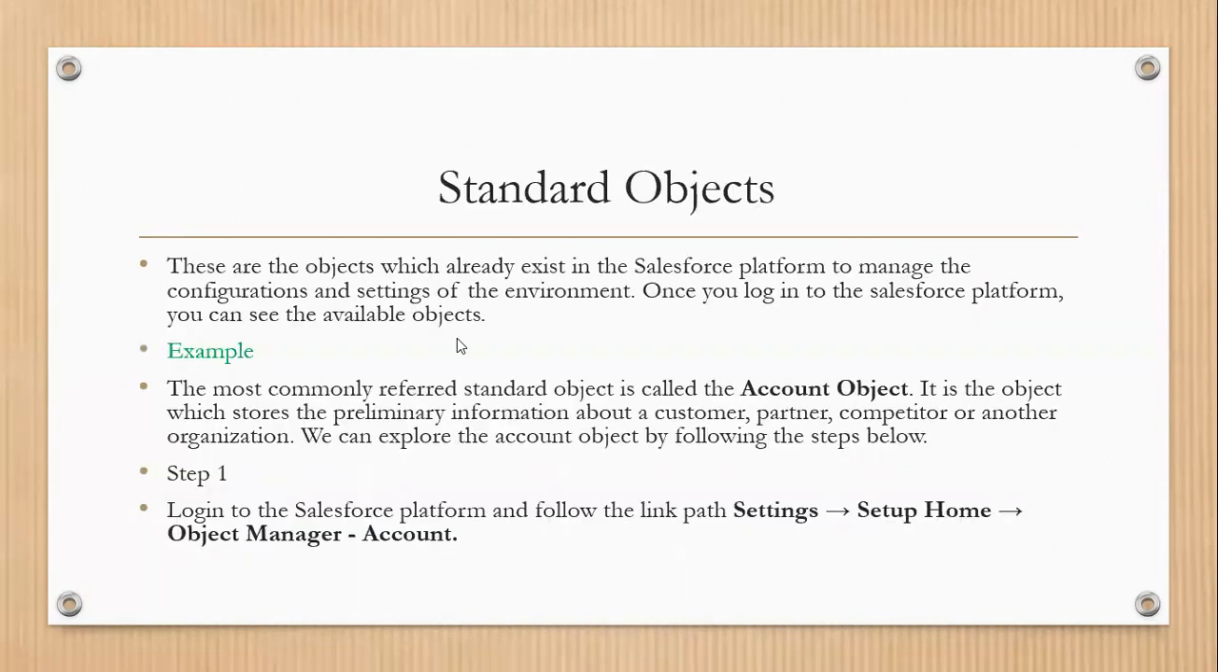Next, standard objects. These are the objects which already exist in the Salesforce platform to manage configuration and settings of the environment. Once you log in to the Salesforce platform, you can see the available objects. For example, the most commonly referred standard object is the Account object. It is the object which stores the primary information about customers, partners, competitors, and other organizations. We can explore the Account object by following the steps below.